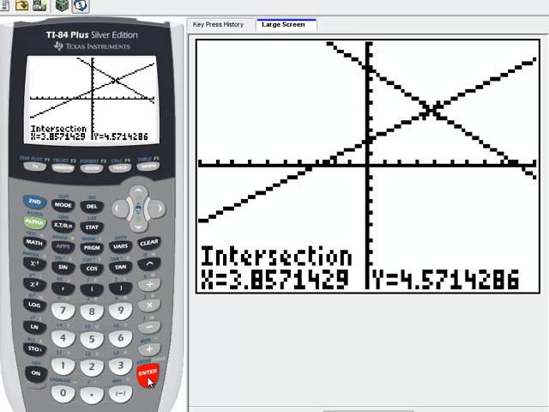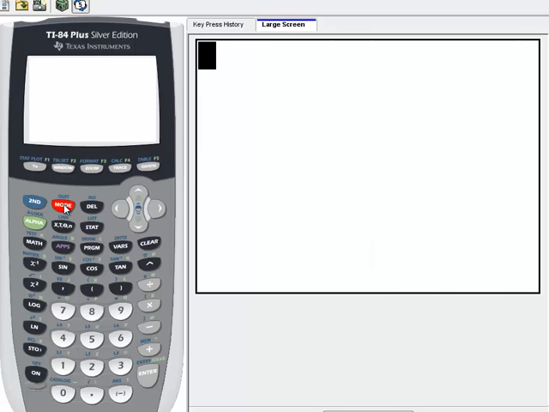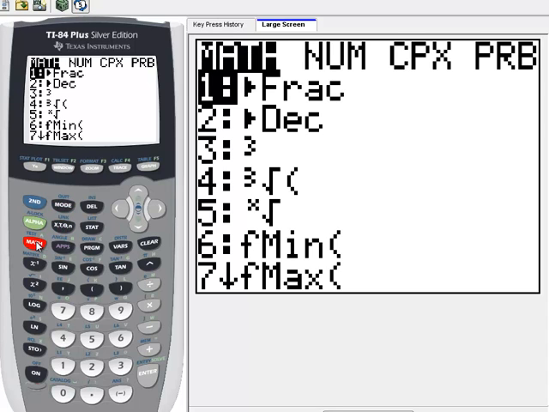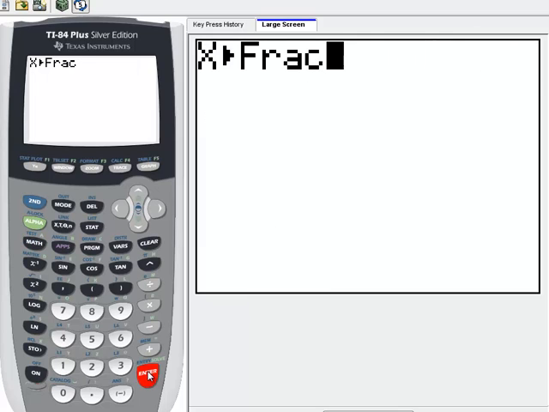So let's try that. For this, we'll need to go back to the home screen. Second, quit. Let's examine that x. Go to the Math menu. Let's try using this fraction conversion feature. It's number 1. Since it's already selected, we can just press enter, which will paste it on the home screen, and then enter again, which executes the instruction. Okay, it looks like x is actually exactly equal to 27/7.